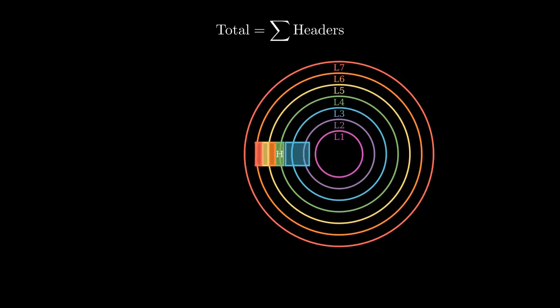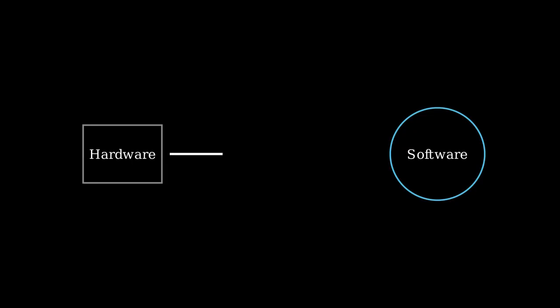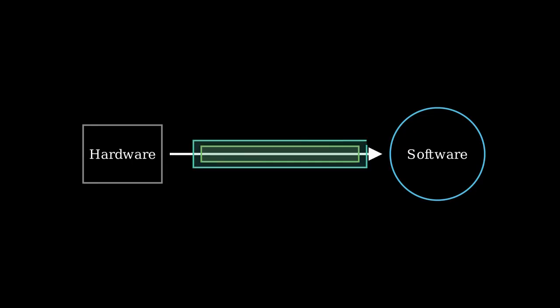The total packet becomes a sum of all these headers, ensuring that every relay station along the way knows exactly what to do with it. This layered approach creates a robust system where hardware and software can communicate reliably. If something attempts to cut the connection, the protective layers keep your instructions safe and intact. This is what we call modular design.